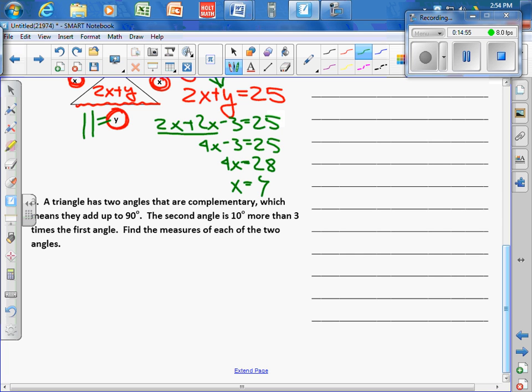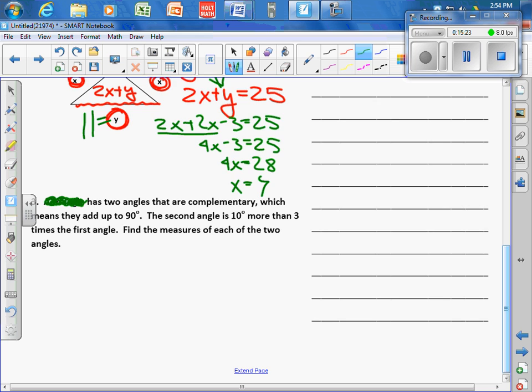Number 3, we have a little bit of a misprint here. Take out the word triangle. We just have two angles that are complementary. That means they add up to 90. The second angle is 10 more than 3 times the first. Find the measure of the two angles. Two angles are complementary if they add up to 90 degrees. The second angle is 10 more than 3 times the first angle. Find the measures of each of the two angles.